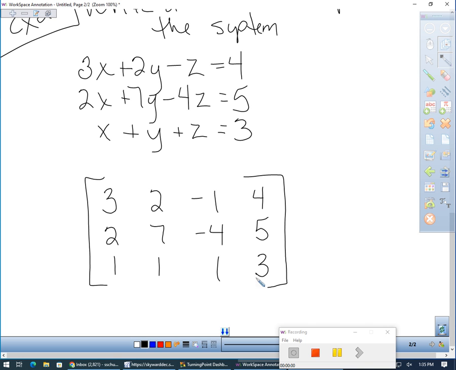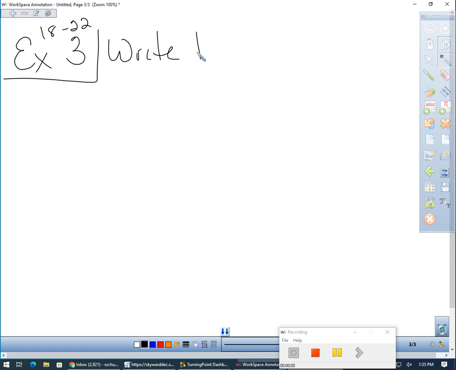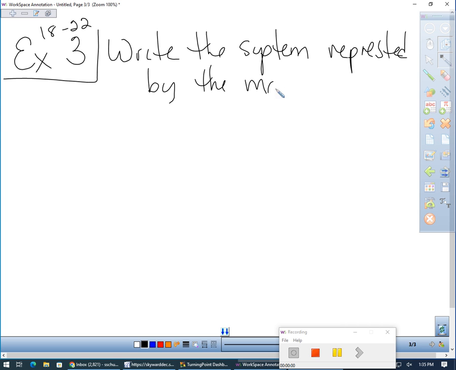Example number 3. This is going to be 18 through 22. Write the system represented by the matrix. All right, so I'm going to give you a matrix. Let's go 2, 3, 4, 5, negative 1, 7.